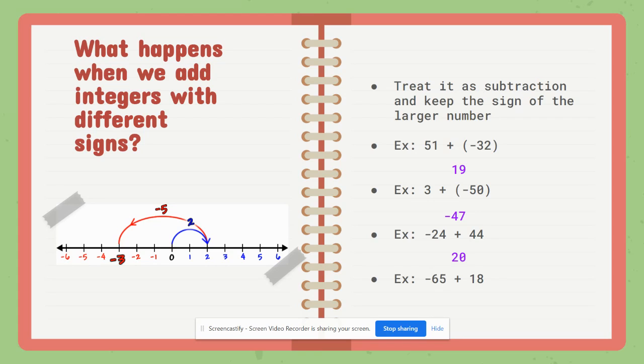And the last example, I don't need to rearrange this. It's fine as it is. Negative 65 plus 18. I know my answer is going to be negative because 65 is the bigger number and it's negative, but I'm going to think of this as what is 65 minus 18? And that is negative 47.